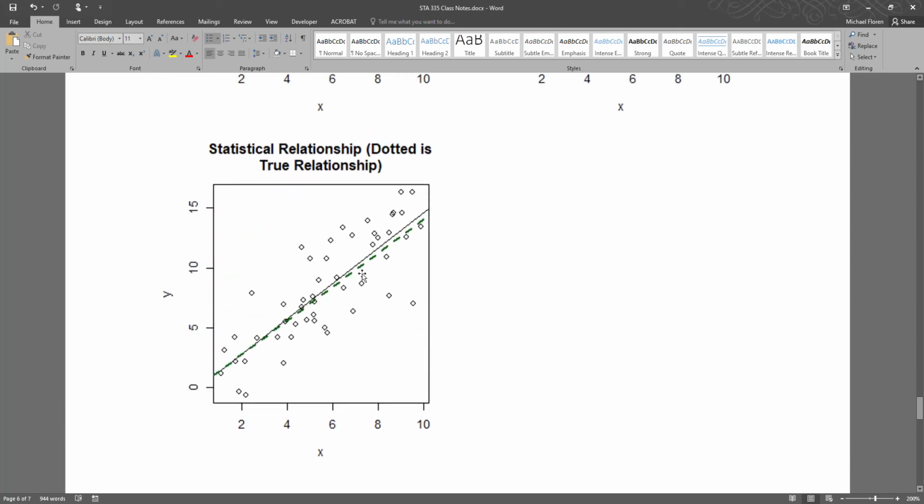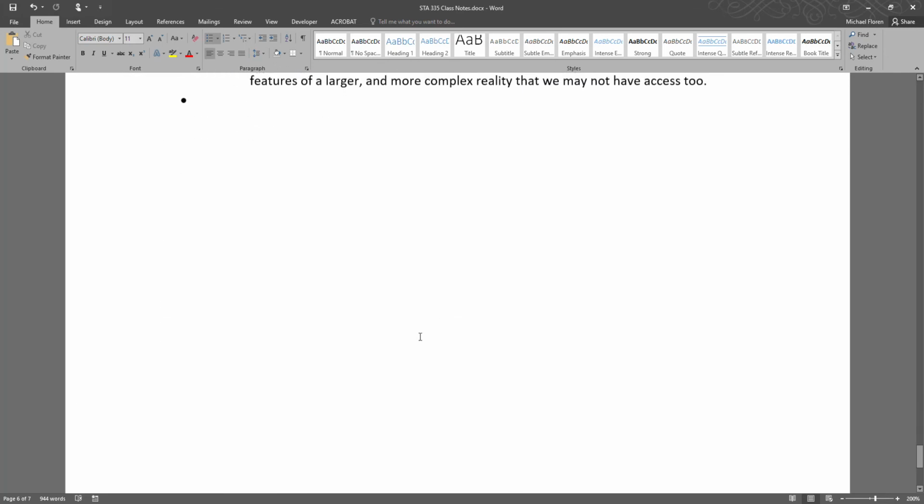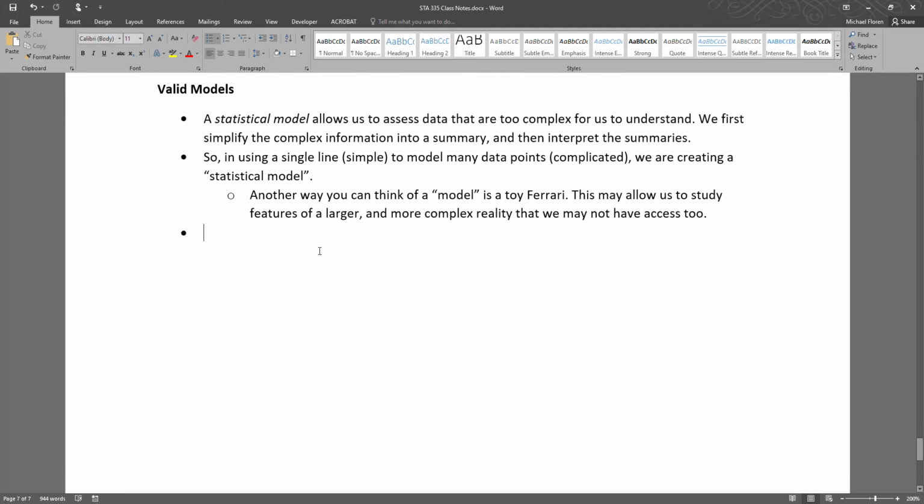Thinking about this line, we may determine that the data in reality tend to go up. As x increases, y tends to increase in a positive relationship. So in this particular case, again, we're not modeling all of the complexity of the data, but we are getting some big picture ideas that come from our simplified statistical model.